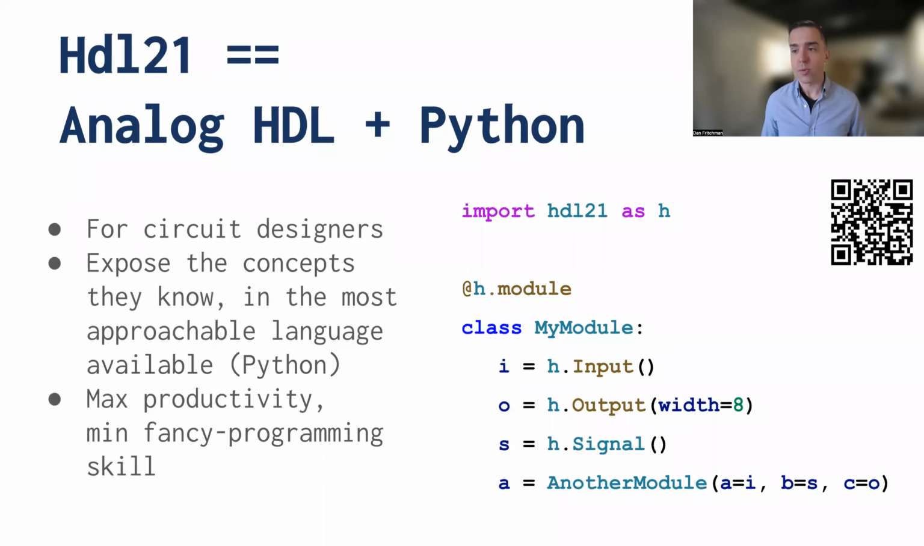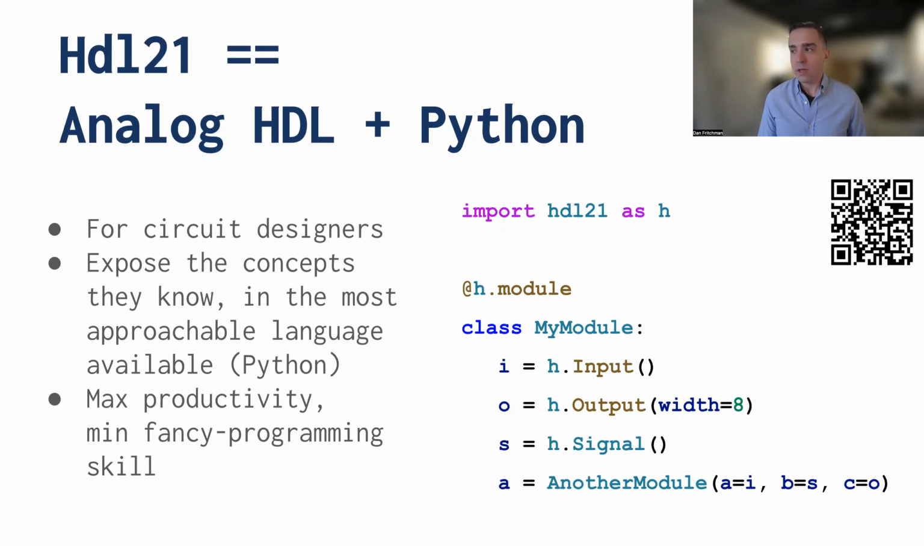The primary piece of software that we use to do that is called HCL21. That is a hardware description library embedded in Python. Its central intent is exposing the idea of programming these analog circuits to designers who know how to make them. And an important fact about those designers is they're often not super skilled programmers. So we expose the concepts that they are used to, such as modules and signals and ports and instances of other subcircuits, in the most accessible mode that we can.